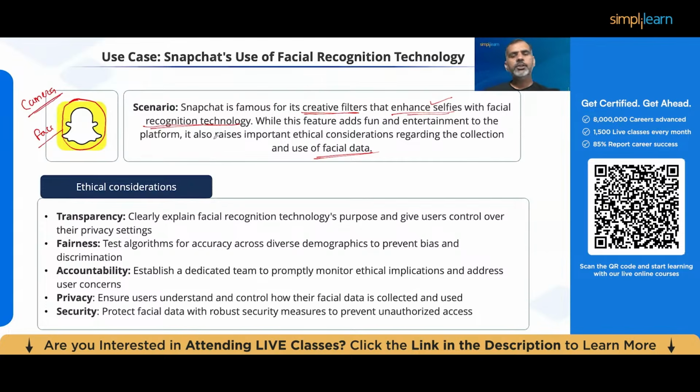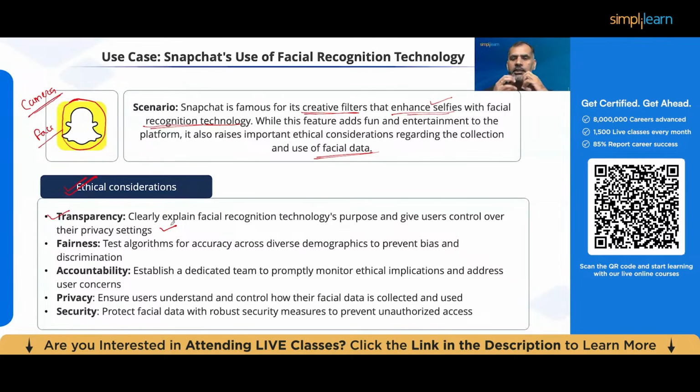So now when we talk about such applications, what could be the ethical considerations while doing this? The very first thing is transparency, as we have just seen in the key principles of data ethics. That means Snapchat has to clearly explain the purpose of the facial recognition technology and give users control over their privacy settings.